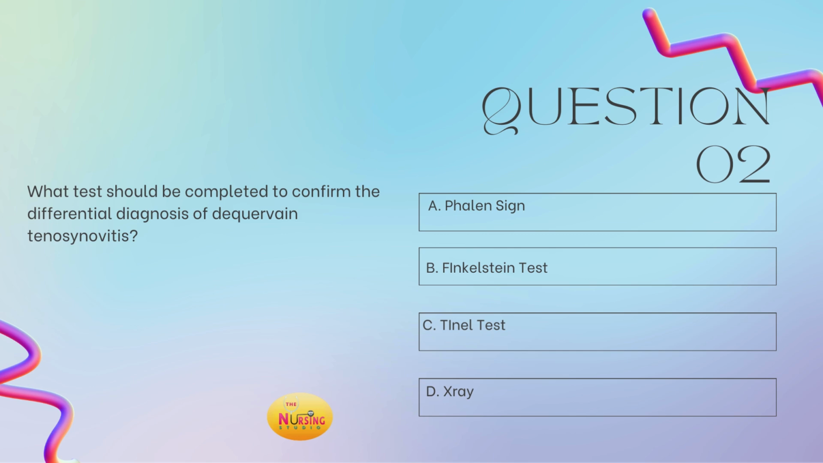So, you know how your four fingers will wrap over the top of your thumb. Make sure it's tucked inside. Have them form a fist. And if it's positive, they will start to experience pain. Okay. So B, Finkelstein test. Remember A and C, the Phelan sign and Tinel's, are utilized for carpal tunnel syndrome. Okay.